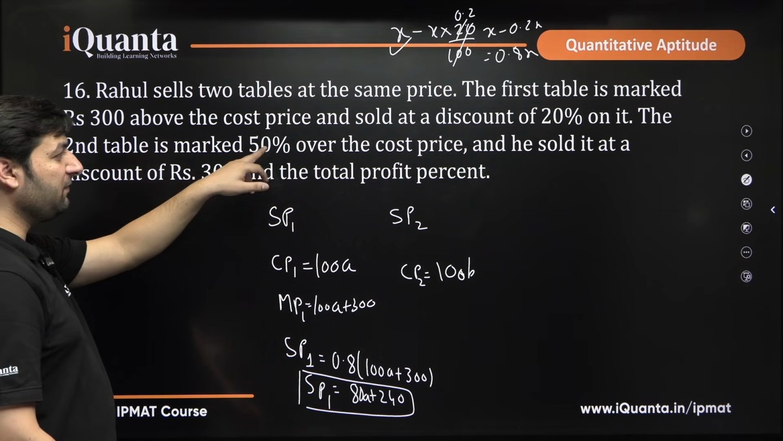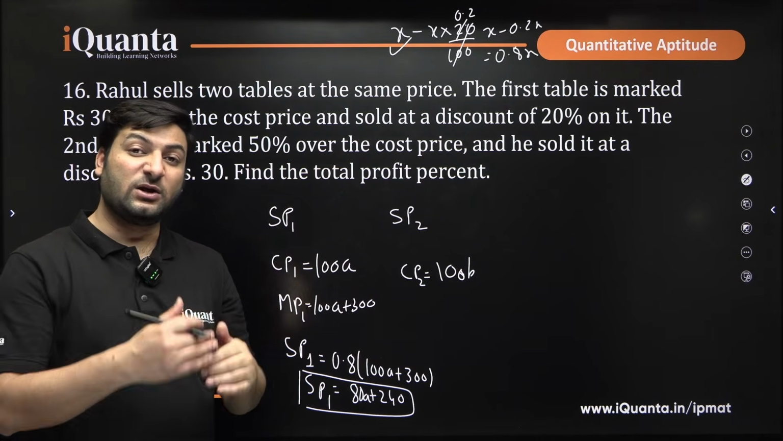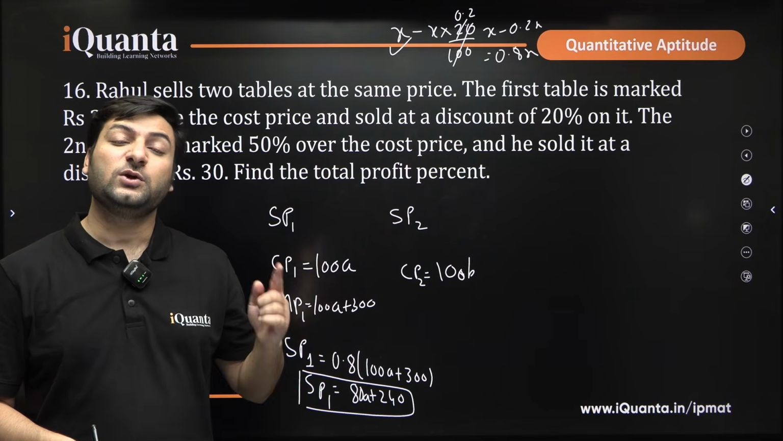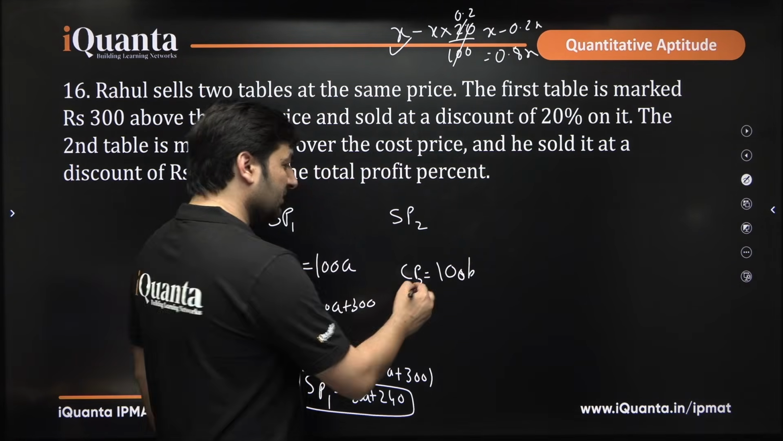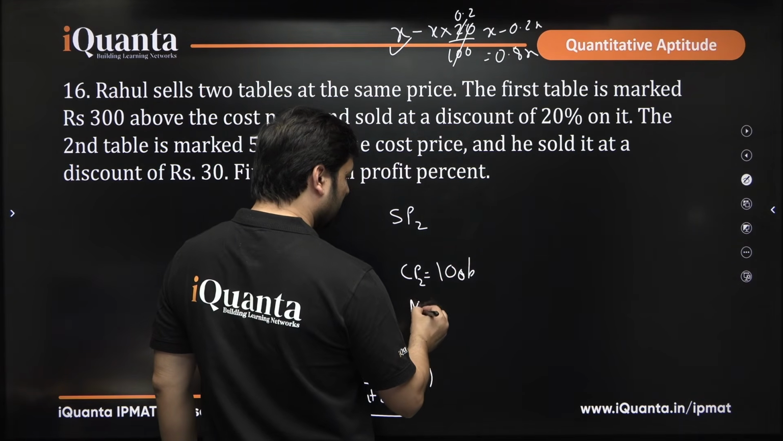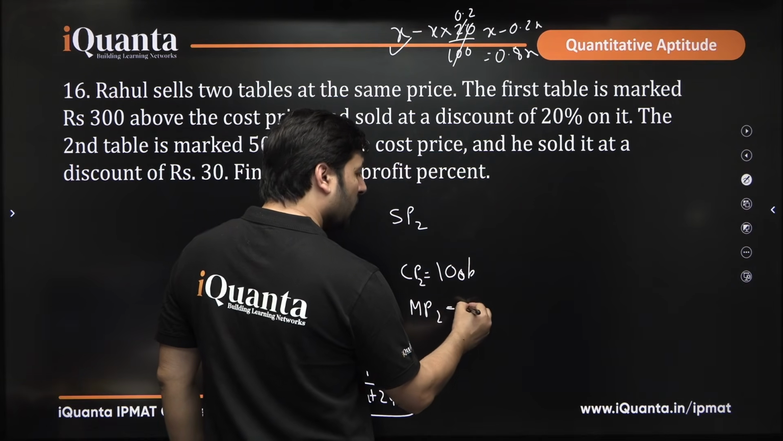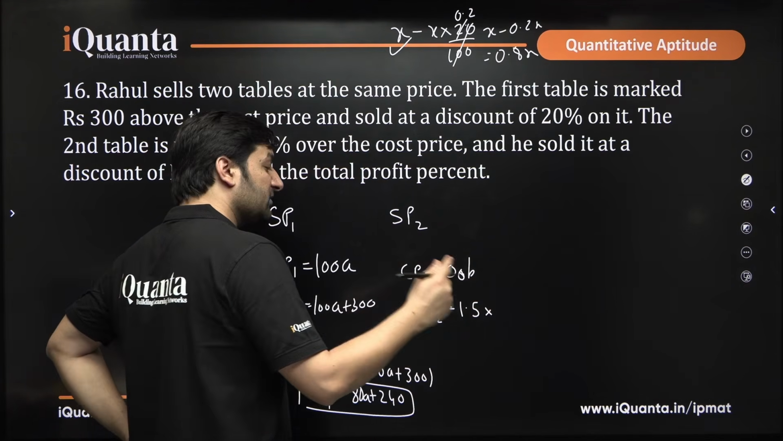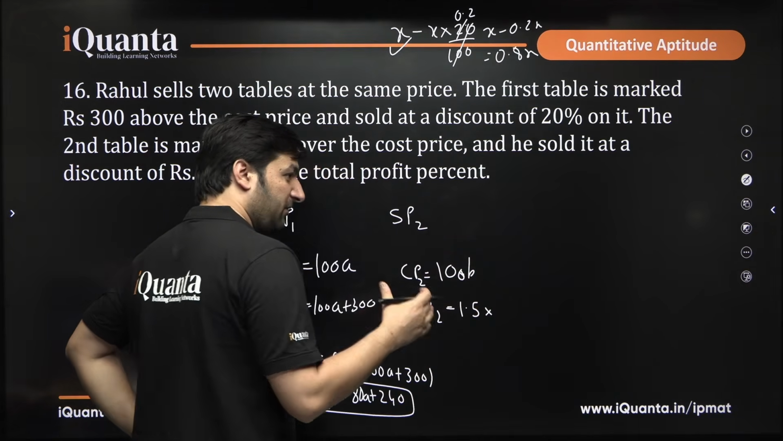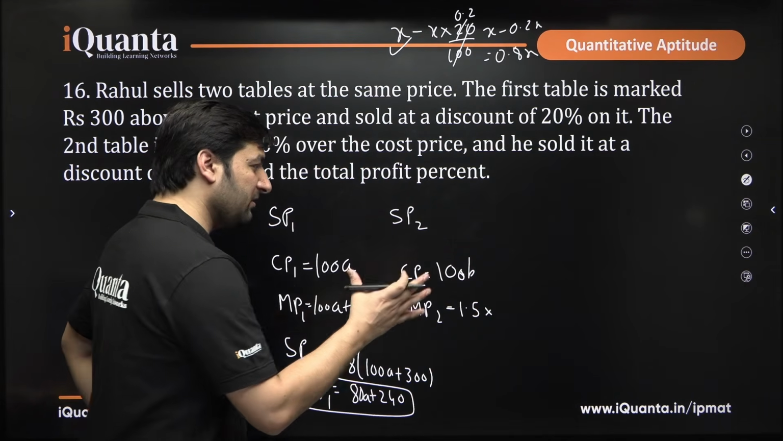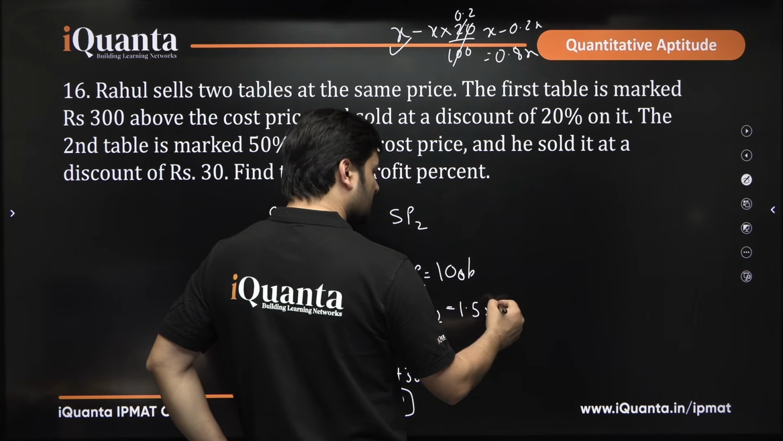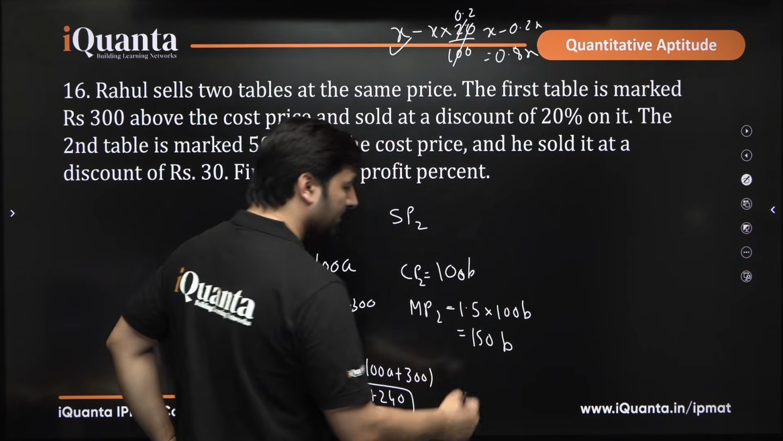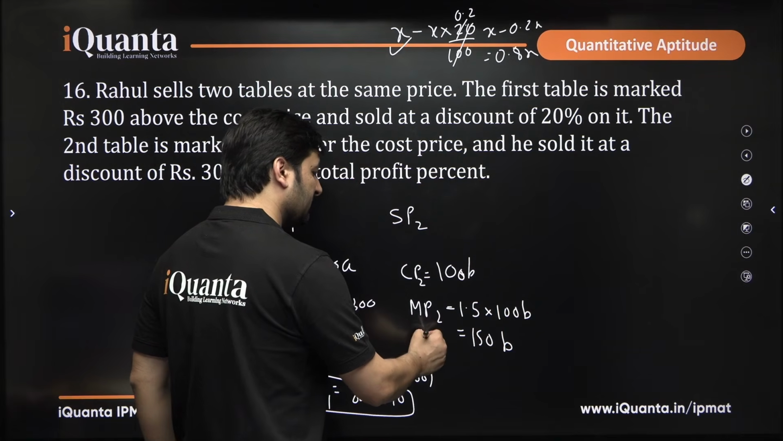The second table is marked 50% above the cost price. So that means you are increasing the CP by 50%. If you increase something by 50%, you have to multiply it with 1.5. So what will be the mark price of the second table? It will be 1.5 times the CP, because when you increase CP by a certain amount, that is called markup, and when you increase CP by that markup, that final price becomes the mark price. So 1.5 times 100B becomes 150B. 150B is the mark price of the second table.